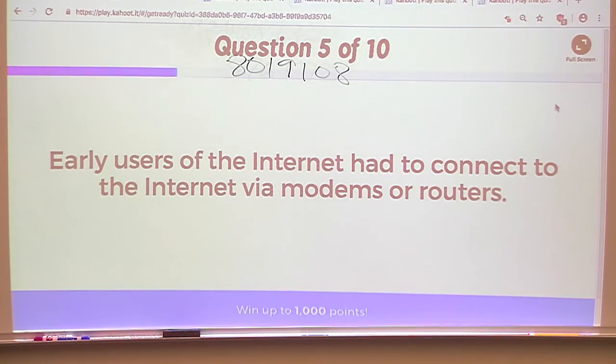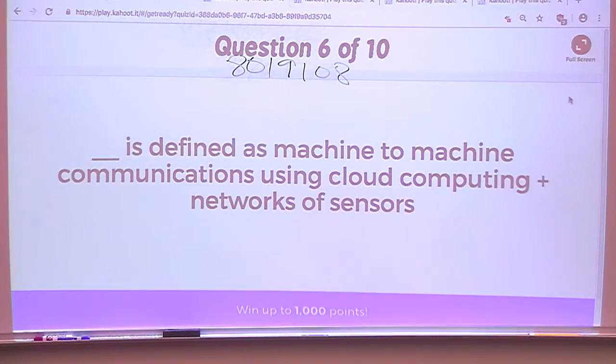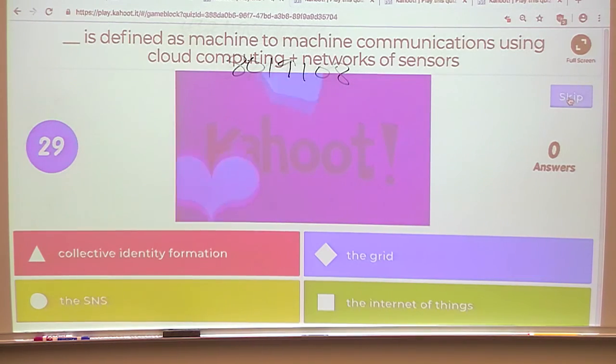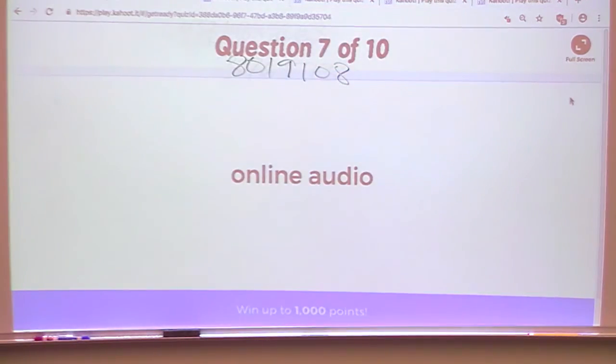Early users of the internet had to connect to the internet via modems or routers. Is that true? Okay, good. Something is defined as machine-to-machine communications using cloud computing, networks of sensors. All right, well, we'll skip. It is the Internet of Things, okay? They have sensors. The data is connected to the cloud and analyzed up there. That's the Internet of Things.